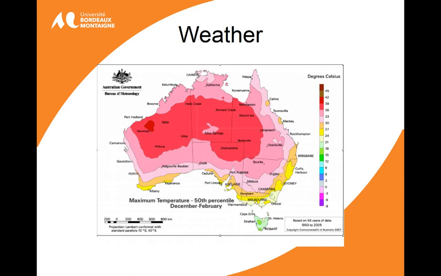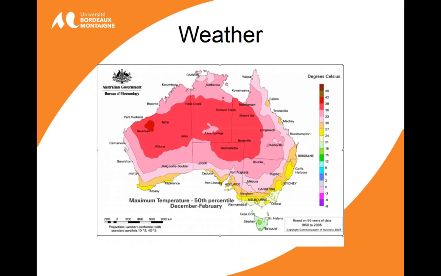This lack of rain is associated with high temperatures. So you see the red center there, the desert. Note here that these are temperatures for December and January, but keep in mind that the seasons are reversed in Australia. December, January is summer in Australia, not winter.